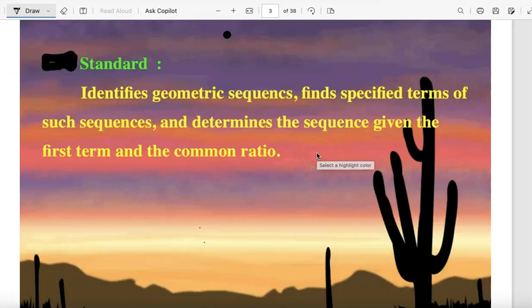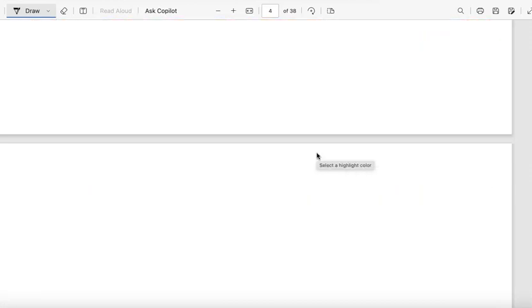In this session, we will talk about how to identify geometric sequence, how to find the specified terms of geometric sequences, and determine the sequence given the first term and the common ratio. So earlier we learned about arithmetic sequence and arithmetic series. So now we will learn about geometric sequence and geometric series. So similar kind of problem, but only thing is those will not be arithmetic sequence, those will be geometric sequence.